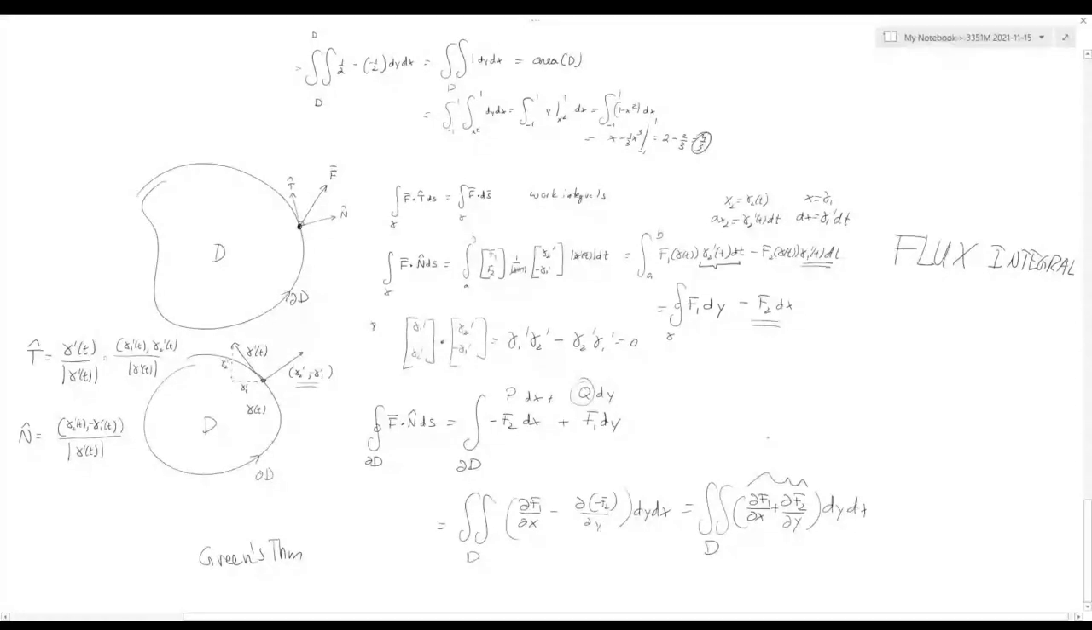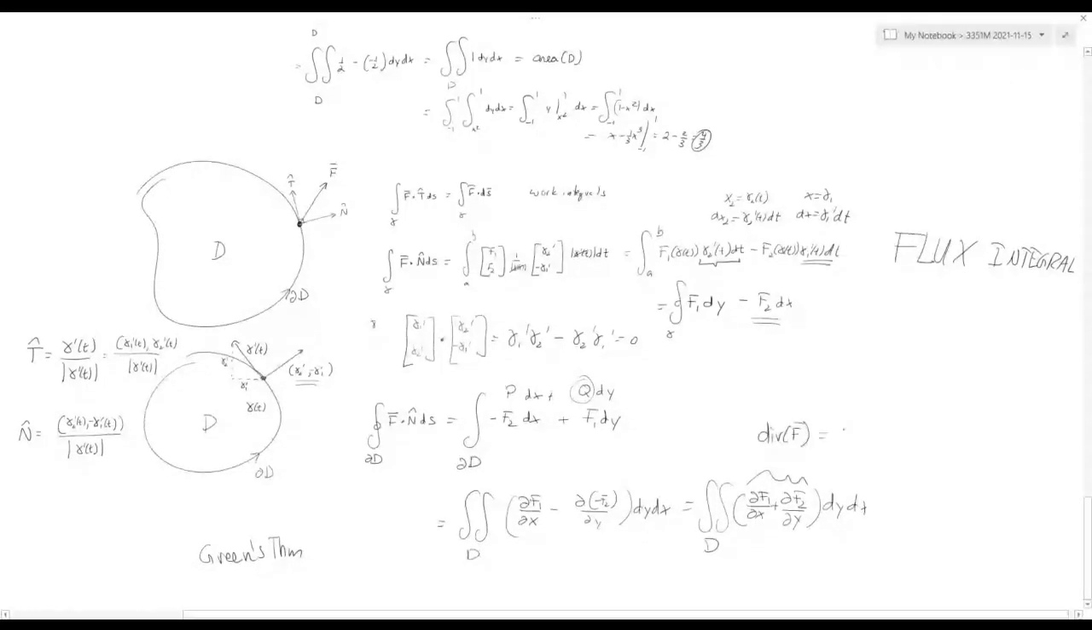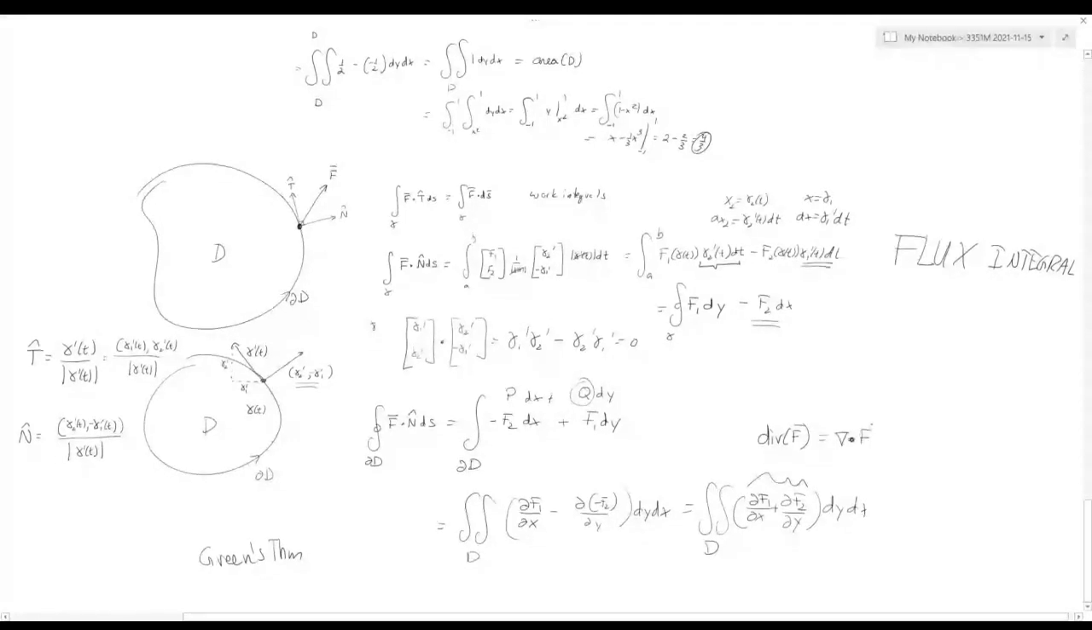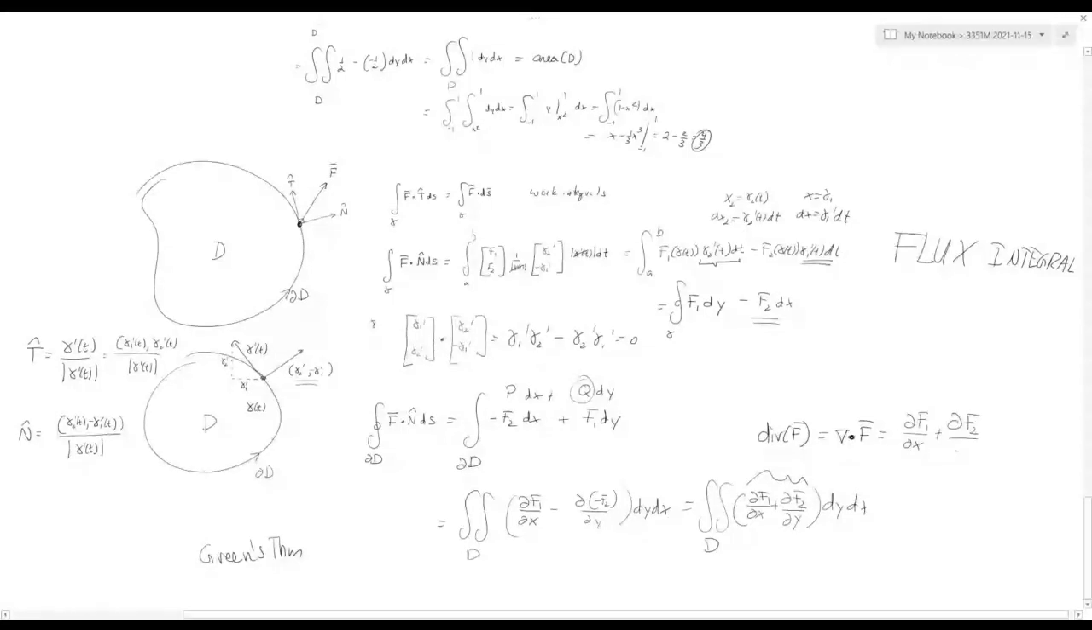So the divergence of our vector field F, written also as del dotted with vector field F, would be the derivative of the first component of F with respect to the first coordinate plus the derivative of the second component of F with respect to the second spatial coordinate, and so on. If you have higher dimension, you just keep doing that. So this is called the divergence theorem, right? So Green's theorem also gives us the divergence theorem in the plane. There's a divergence theorem for higher dimension, right?